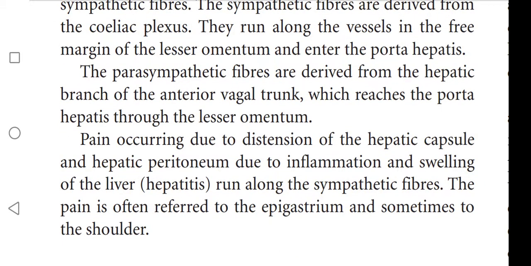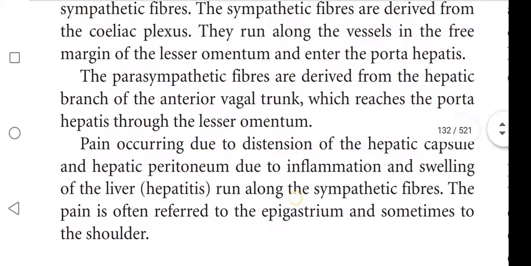Pain occurs due to distension of the hepatic capsule and hepatic peritoneum due to inflammation and swelling of the liver. We call inflammation and swelling of the liver hepatitis. The pain runs along the sympathetic fibers. The pain is often referred to the epigastrium and sometimes the shoulder.